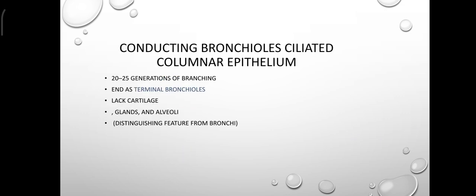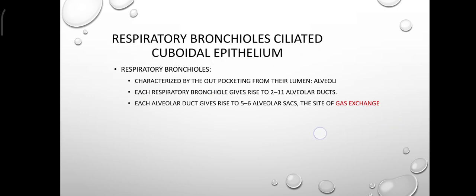And then ultimately there are conducting bronchioles, which end as terminal bronchioles. It means first of all the trachea will divide into bronchi, then bronchi will form the bronchioles, specifically terminal bronchioles. These bronchioles are smaller subunits of the bronchi which lack cartilage, glands and alveoli. It means there is no cartilage present in the conducting bronchioles.